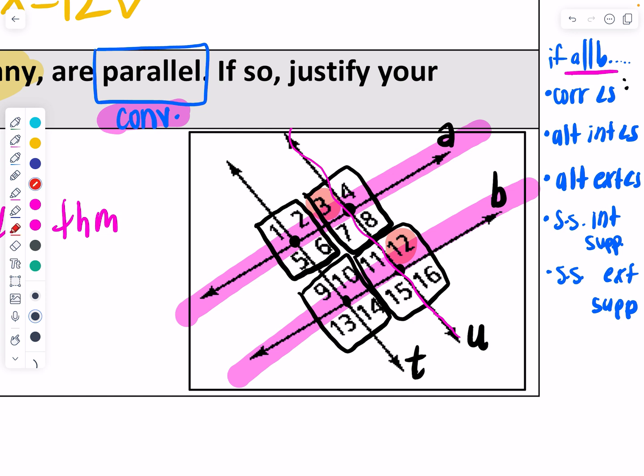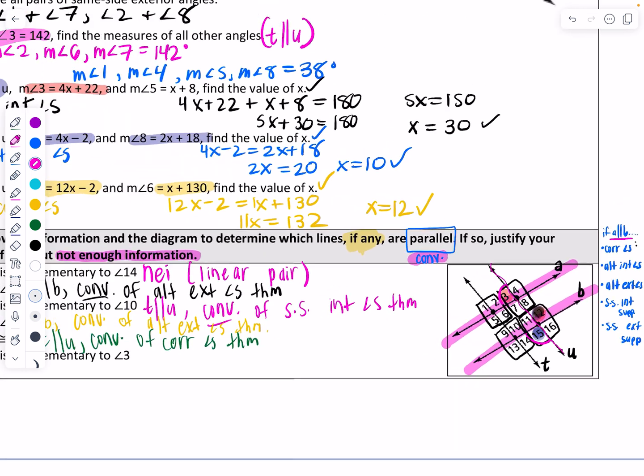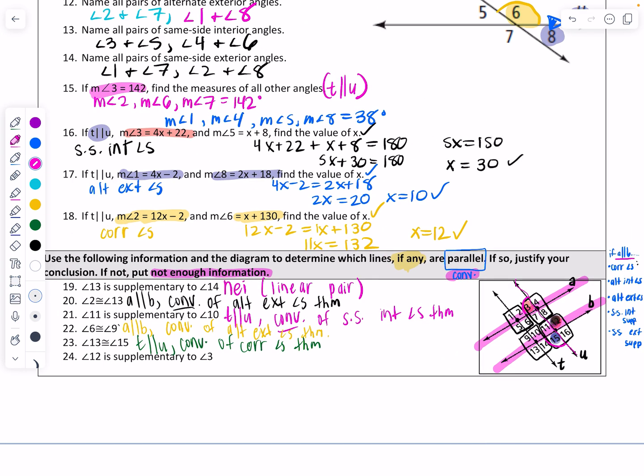But I want you to remember that if 12 is supplementary to 3, then we know that 12 and 15 are congruent. So if 12 and 15 are congruent, we can use substitution to say that if 3 and 12 add up to 180, then because of vertical angles, 3 and 15 add up to 180. What kind of angles are 3 and 15 when I'm looking at this? 3 and 15 are going to be same side exterior. So what we're going to say is that A is parallel to B.